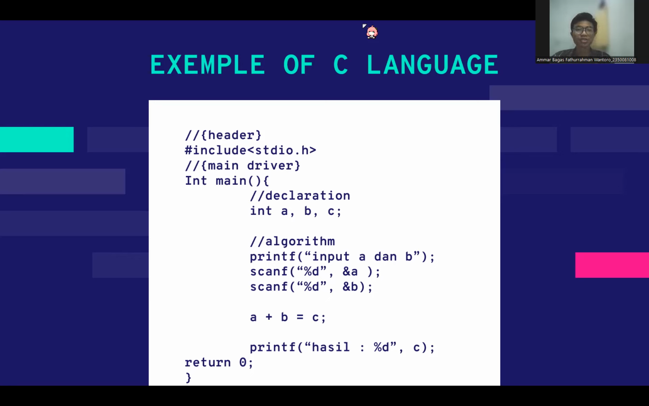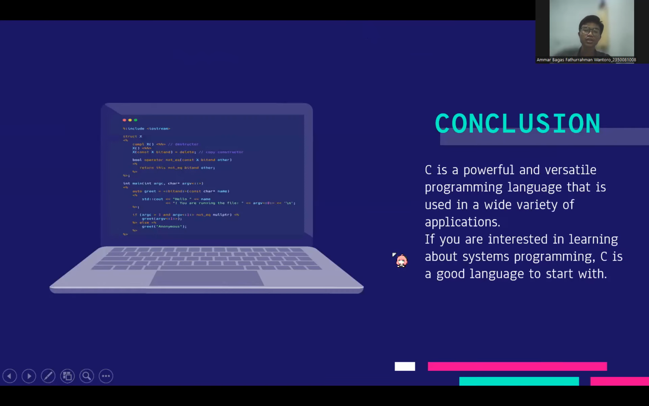Okay, back to the presentation. Next slide. So the conclusion is C is a powerful and versatile programming language that is used in a wide variety of applications. If you are interested in learning about system programming, C is a good language to start.